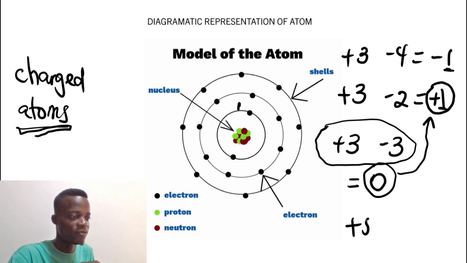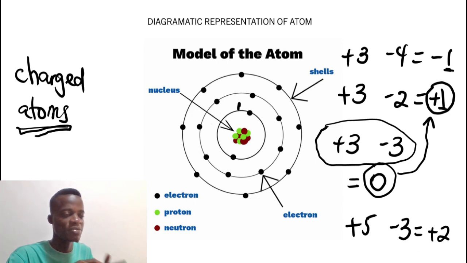So if I give you plus 5 and negative 3, meaning there is a plus 5 charge from protons and negative 3 from electrons, then what are you going to have? You're going to have plus 2. This tells you that this particular species is positively charged. Positively charged means there are more protons. Protons are the ones that are positive and electrons are the ones that are negative. So plus 2 tells you that there are more protons than electrons, and the protons are in excess of the electrons by 2.